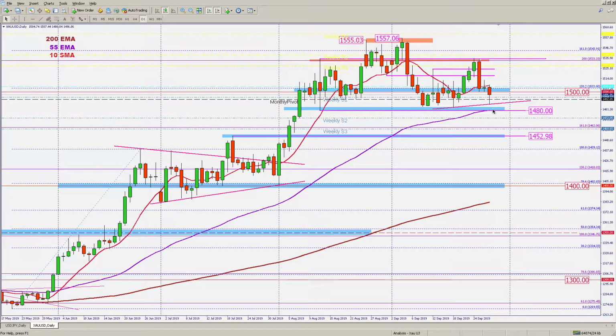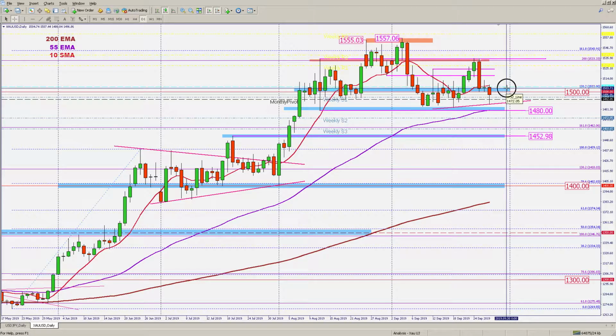1500 psychological level. I've drawn an uptrend line from these two swing lows, and if it does break below, then it's got to contend with the daily 55 EMA right at the previous swing low of 1480, and we'll see what the new weekly pivots are for next week.